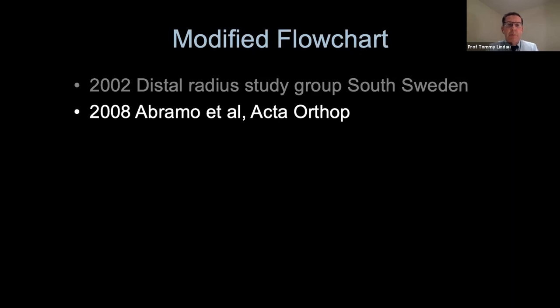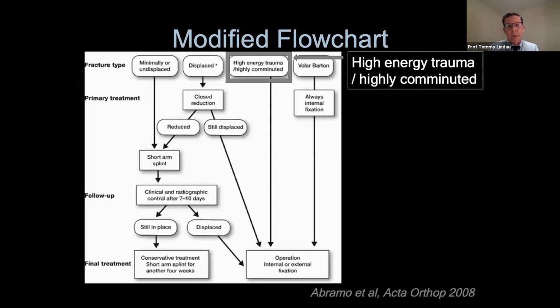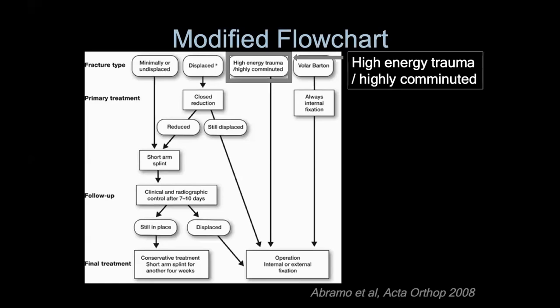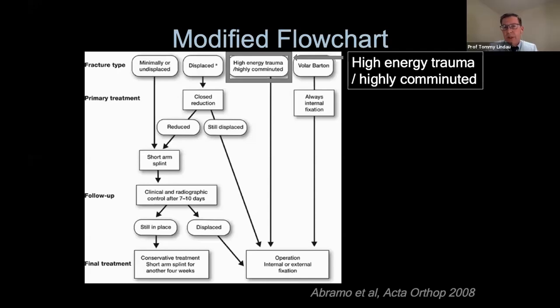So the Lund group published 2008 in Acta Orthopaedica Scandinavica the results of the first trial of this modified flowchart. And modified means that they introduced something we hadn't discussed in detail in the study group. So they introduced, for instance, high energy trauma and highly comminuted fractures as a separate entity that went immediately to some sort of operative intervention, which is most likely fair.